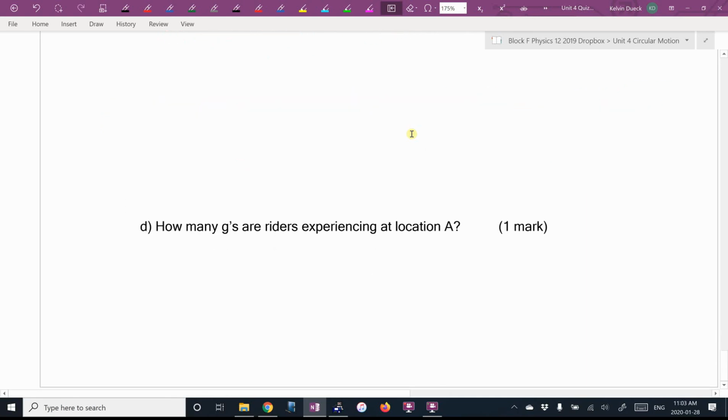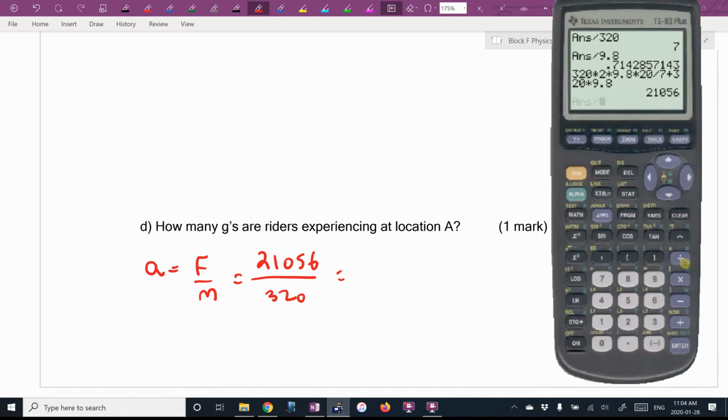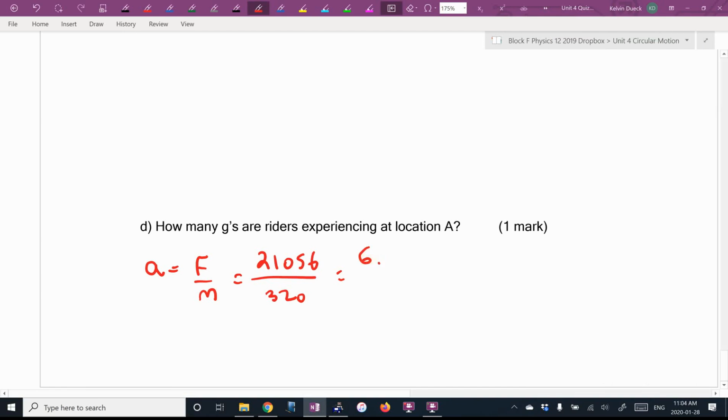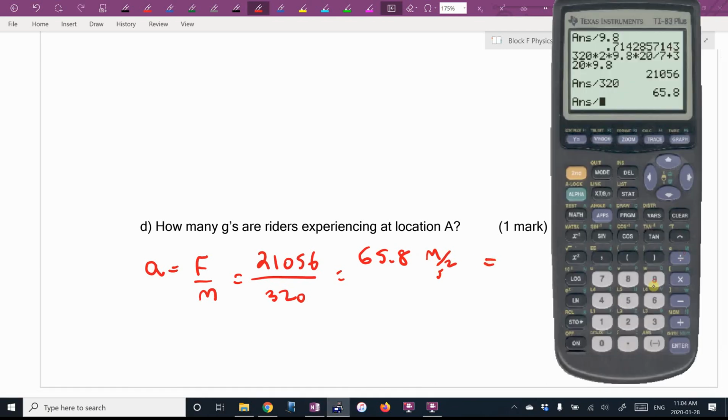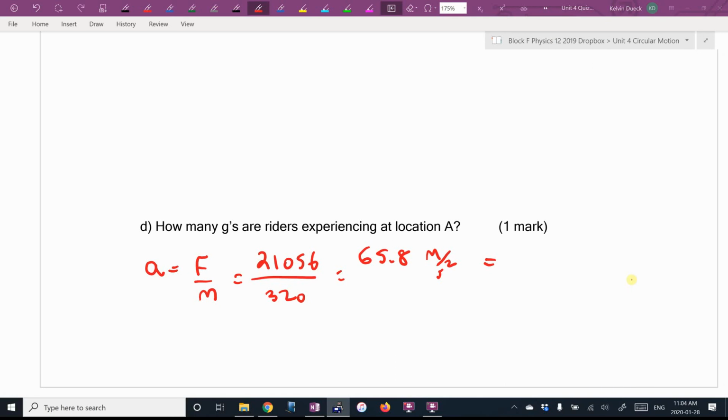Okay. How many G's? So again, I'm going to first of all find the acceleration. Also, I know the answer is going to be bigger than 6, because 6 G's was if we barely made it through the loop and we had some room to spare. It's going to be F over M, so it's going to be 21,056 divided by 320. And I get 65.8 meters per second squared. And now, if I divide by 9.8, I get 6.7 Gs.